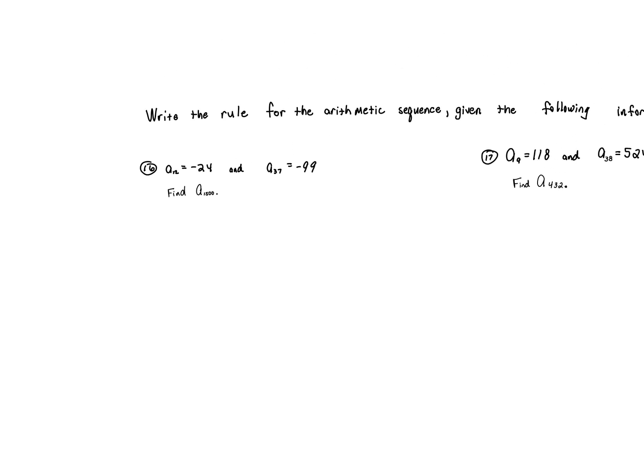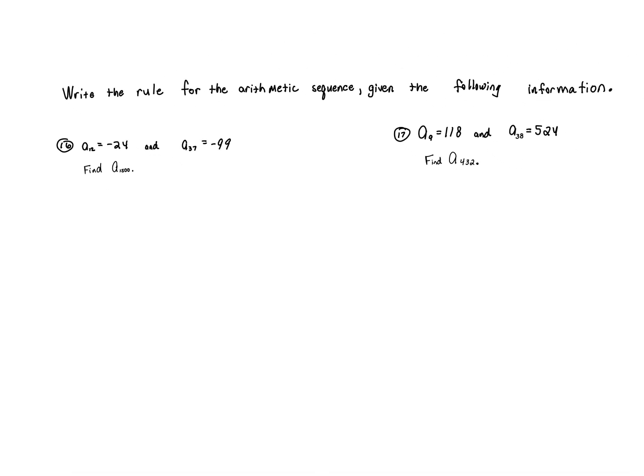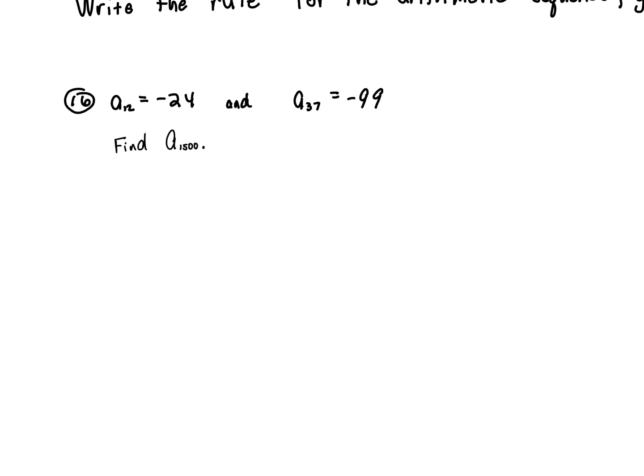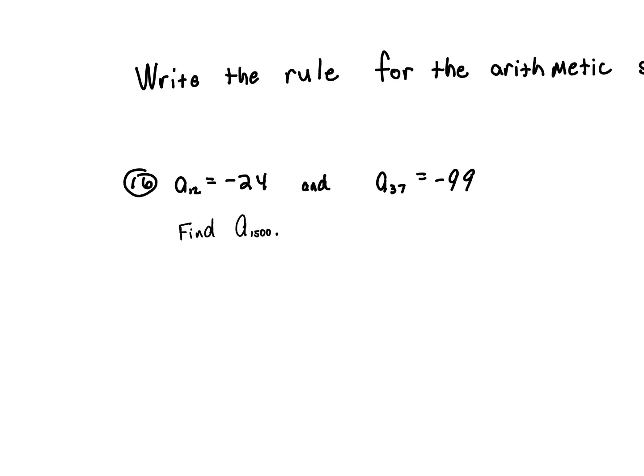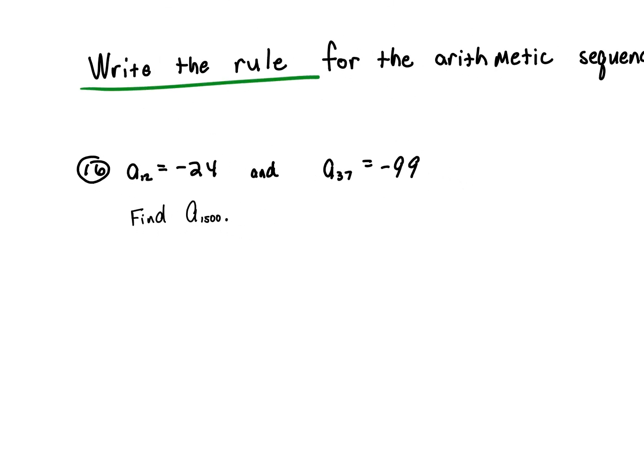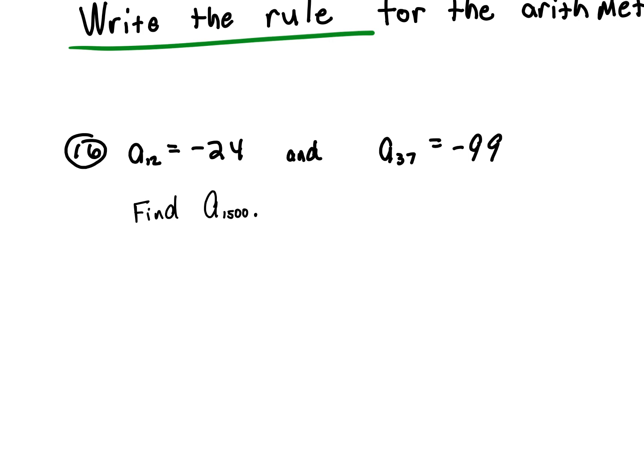Let's look at 16. It says write the rule for the arithmetic sequence given the following information. So in 16 it gives us a sub 12 and a sub 37, and we have to find a sub 1,500. So we have to write our rule and find the 1,500th term, because the first question said write the rule. So we got to write the rule first.